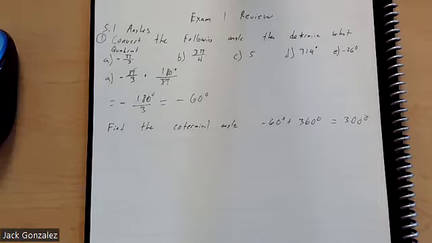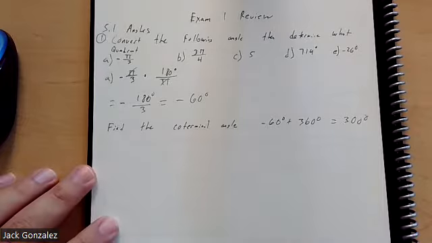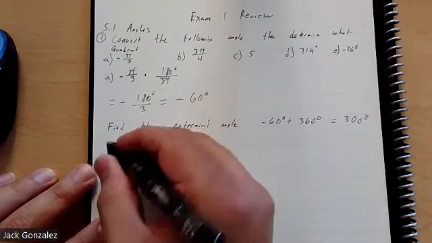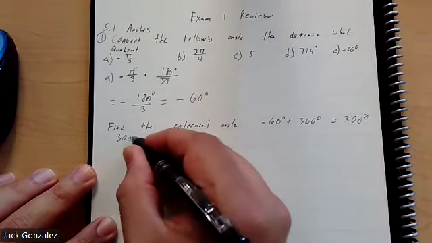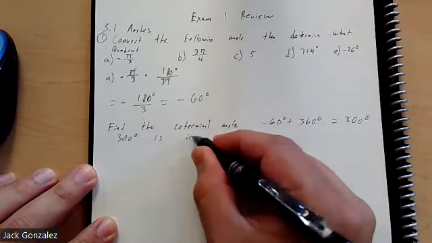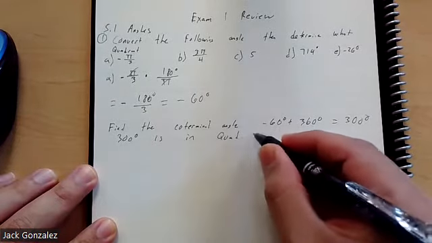Okay. So there is my converted angle, the coterminal angle. Now we can figure out what quadrant we are in. Quadrant 4. Yeah, it's going to be quadrant 4, right? So 300 degrees is in quadrant 4.